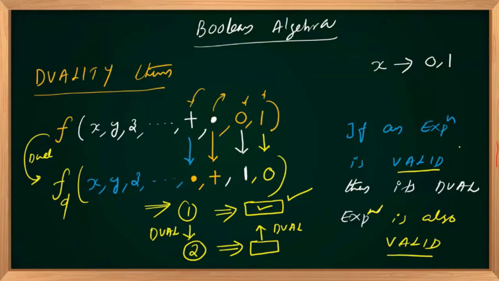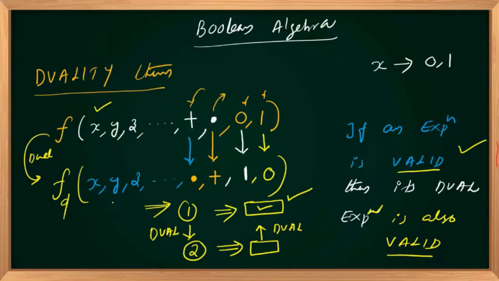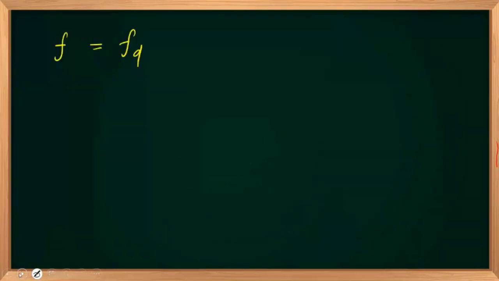This statement is important, and you can easily remember it: a valid expression will give you a valid dual expression also. If your original function and the dual function are both the same, then we call the function f a self-dual function.